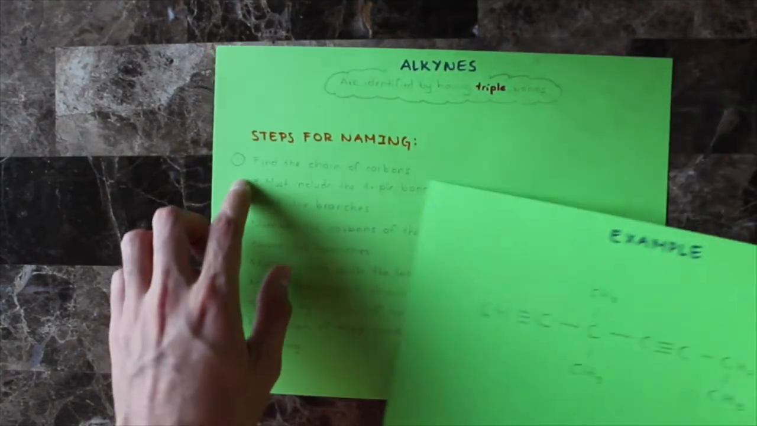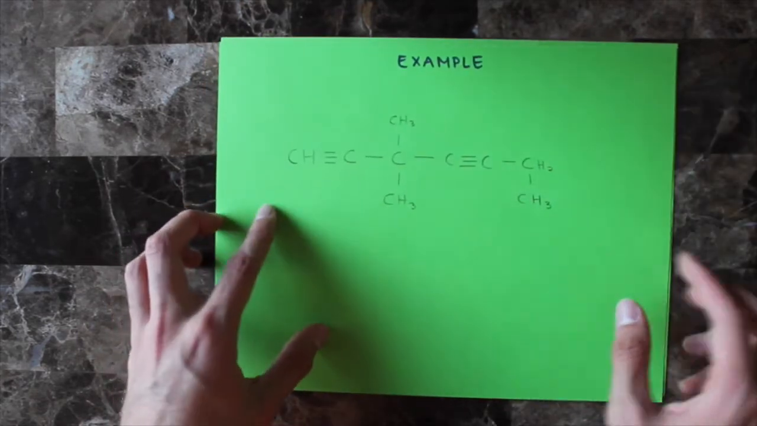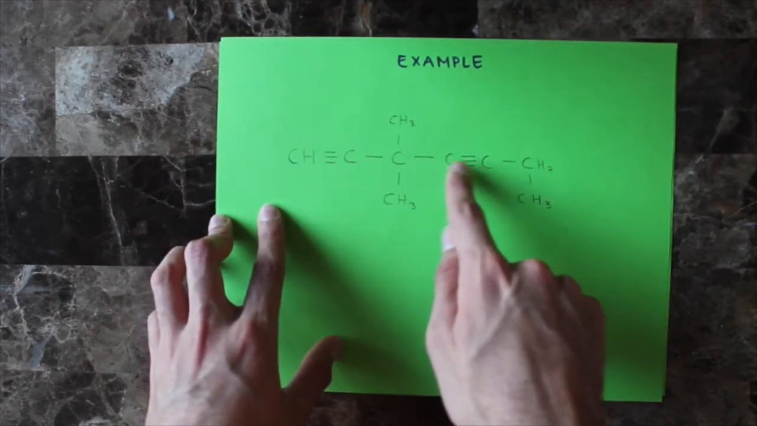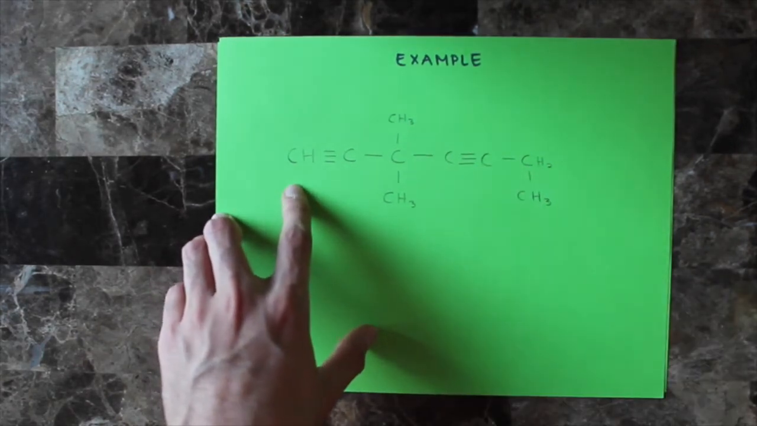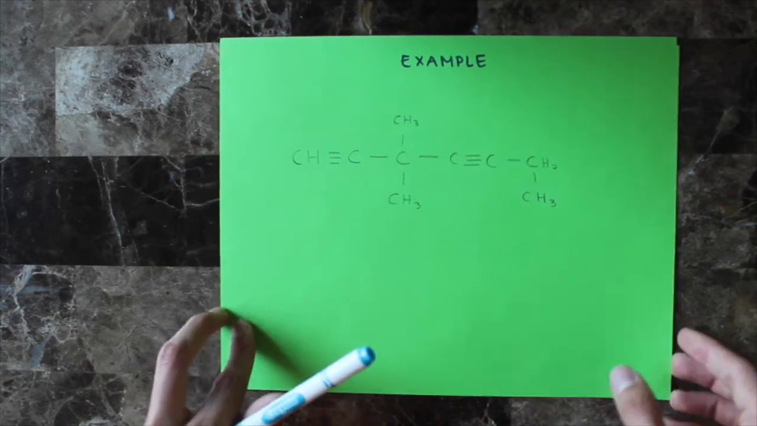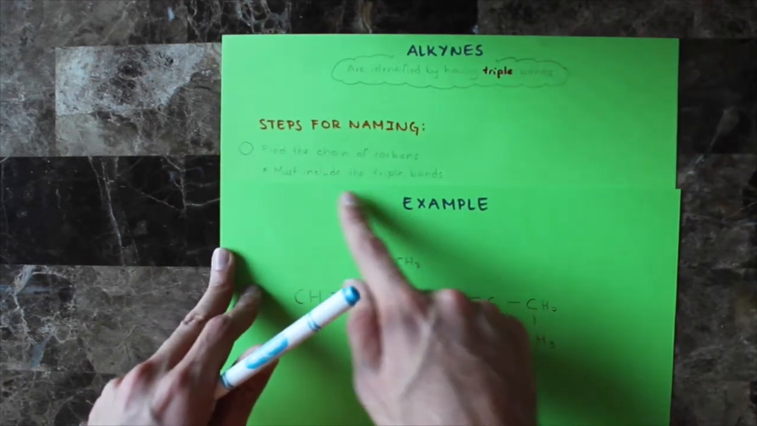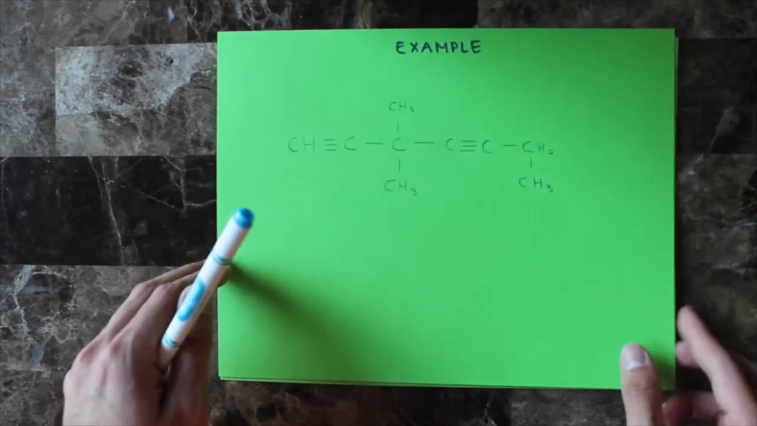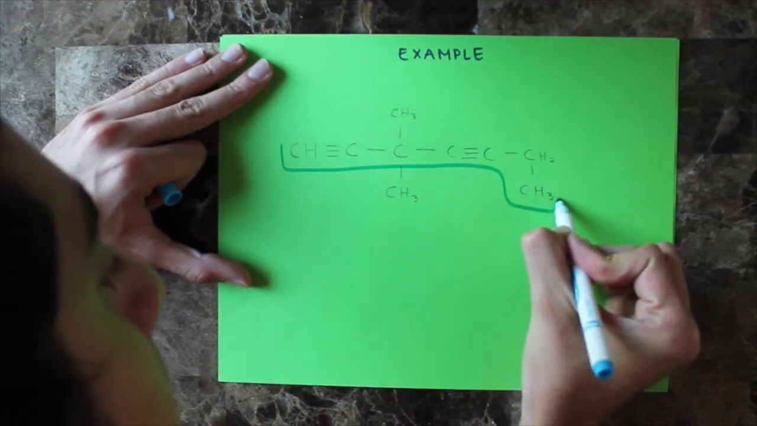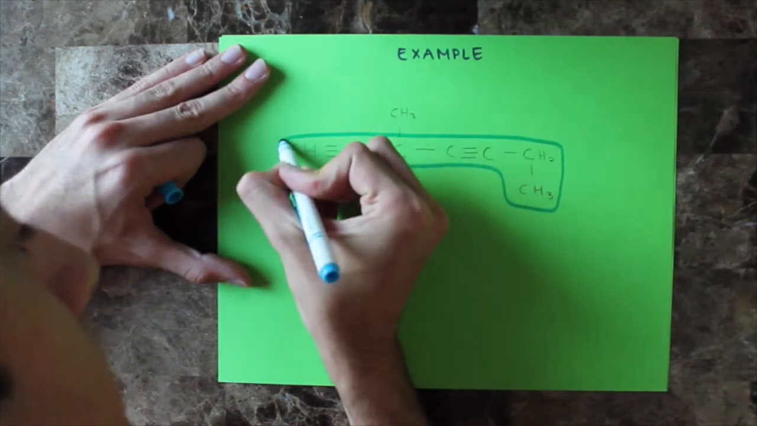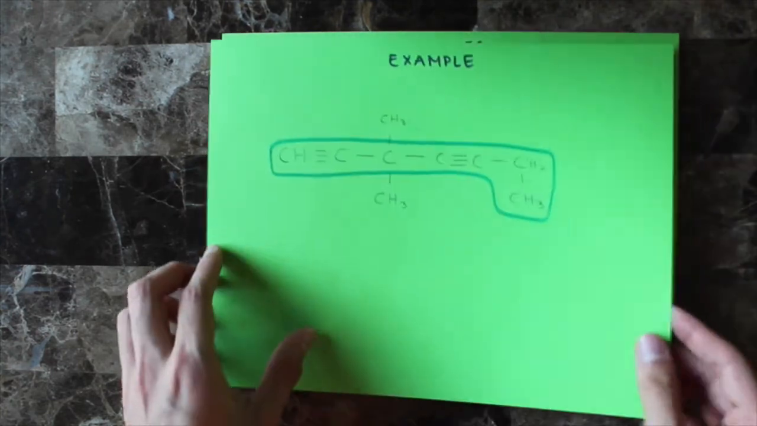Okay, our first step is to find the chain of carbons. Now we have 1, 2, 3, 4, 5, 6, 7. So I think that it is the longest. And remember, with alkenes and alkynes, in our longest chain we must include the triple or double bonds. Step number 2. Circle the branches.